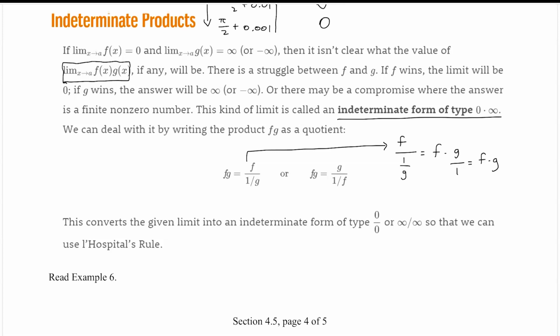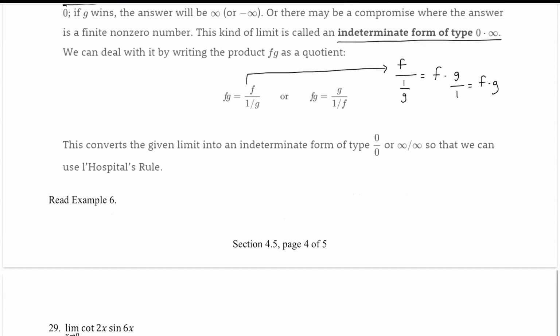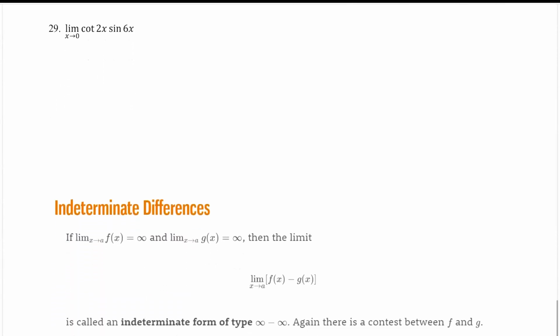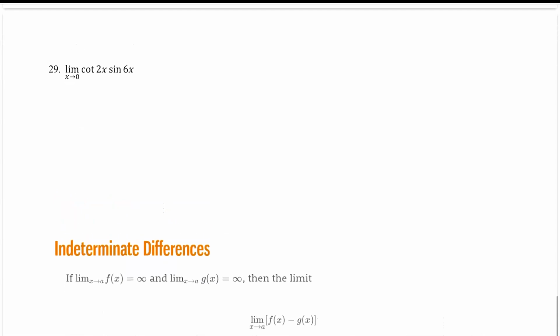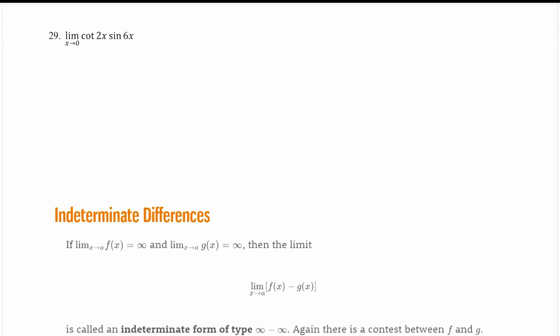So instead of looking at the product f times g, we can look at the quotient f over 1 over g, and that would be equivalent. And similarly, we could instead look at it as g over 1 over f. That's equal to f times g. Once we convert the product to a quotient, we might have the indeterminate form 0 over 0 or infinity over infinity, so that we can use L'Hopital's rule. It asks you here to read example 6, and I strongly encourage you to do that.